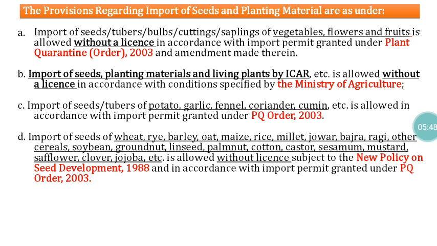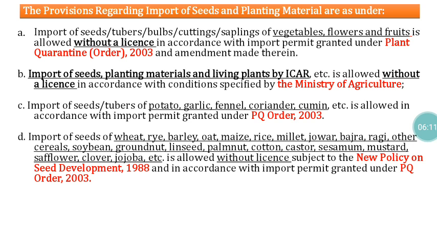So this is for ICR for research purpose. And regarding that, import of seeds and tubers of potato, garlic, fennel, coriander and cumin is allowed in accordance with the import permit granted under Plant Quarantine Order 2003. So this is also like that of vegetables, flowers and fruits. So here we are going to follow that Plant Quarantine Order strictly.